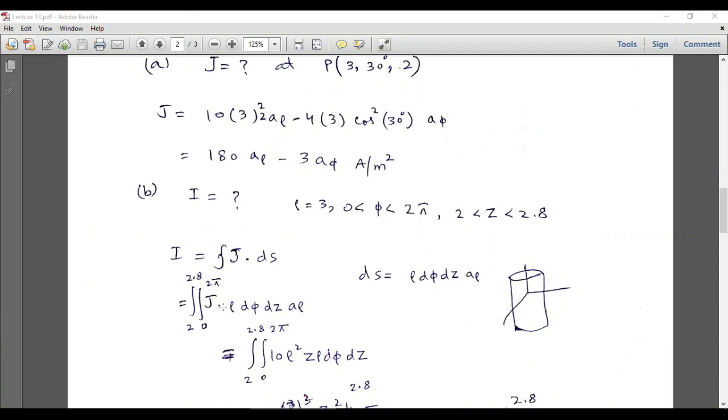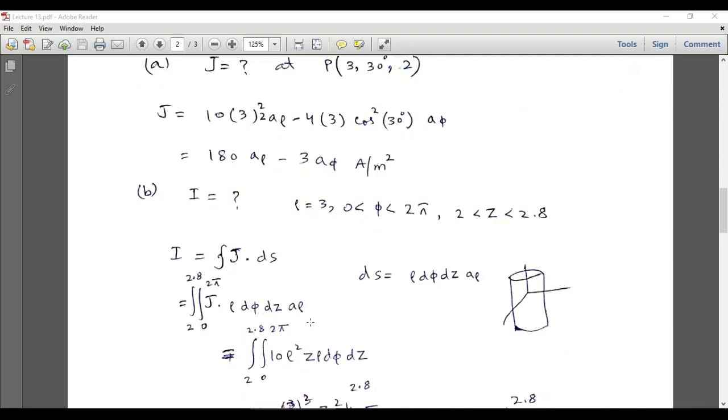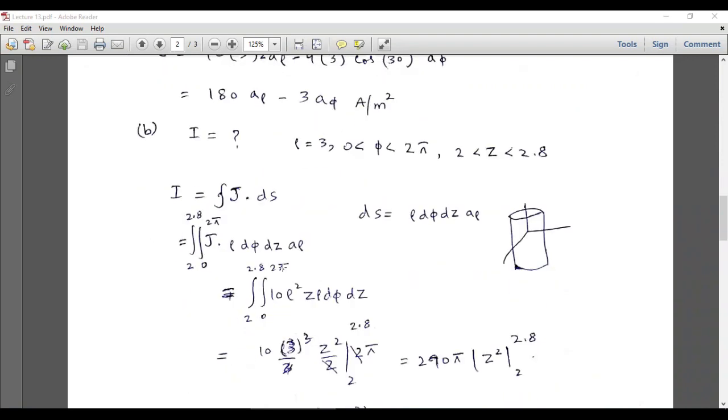So I will be equal to the integral of j dot ds, and j dot ds will be equal to j dot rho d phi dz a rho. So a rho dot a rho will be 1, and a phi dot a rho will be equal to 0. So only this component along the rho axis will be considered. So 10 rho square z rho d phi dz, and we can evaluate the surface integral, and it will become 10 rho cube z d phi dz.